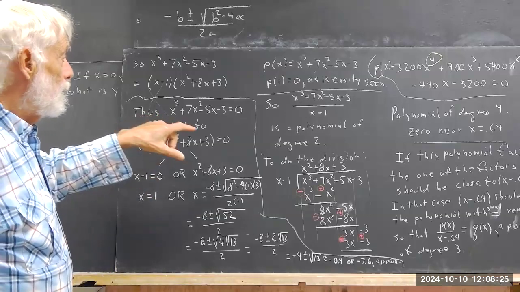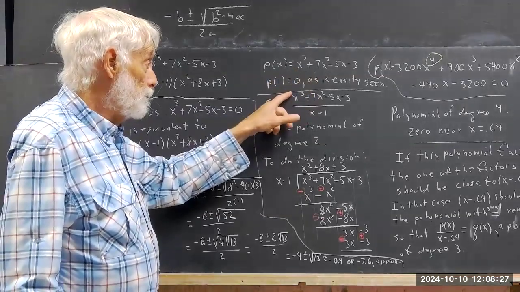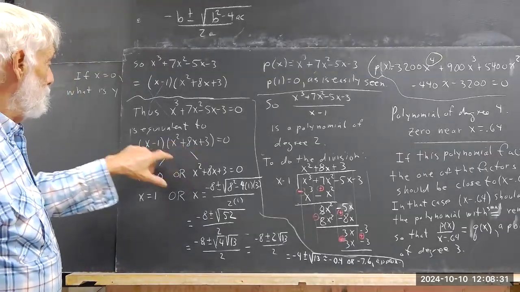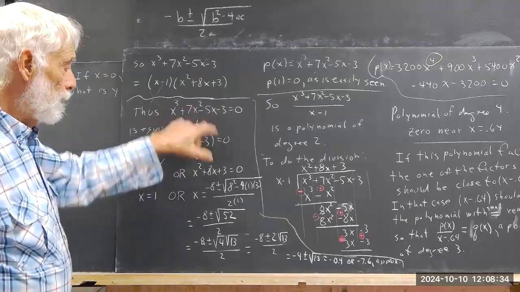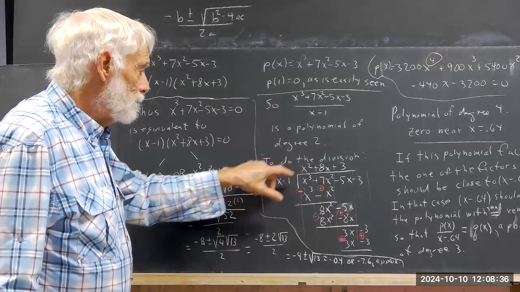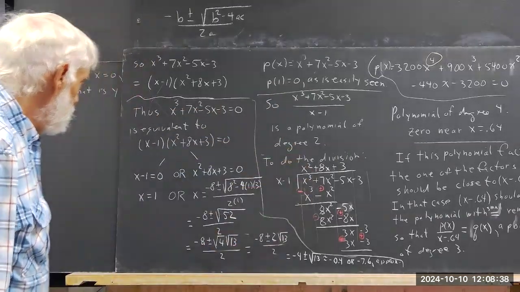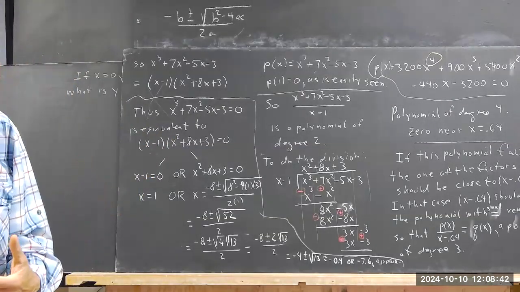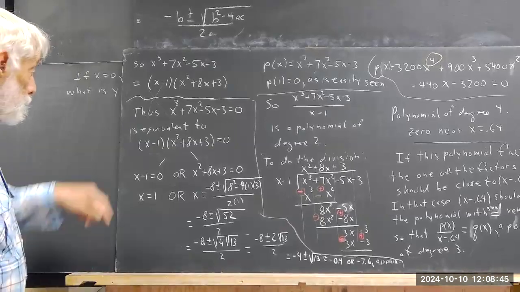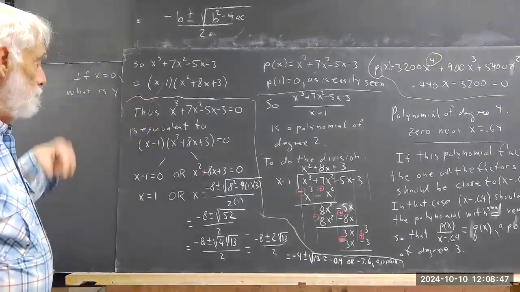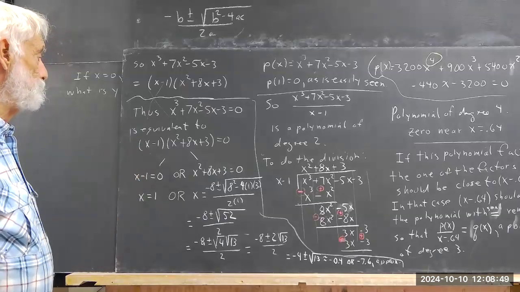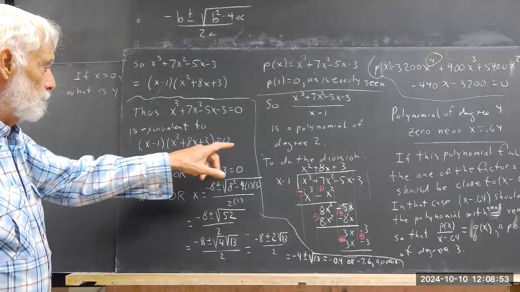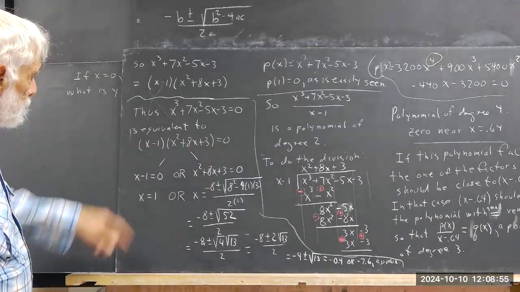So if we want to find out when this polynomial is 0, we can write it like this, because when you divide, this times this has to equal this. This splits into two equations. We have x minus 1 times x squared plus 8x plus 3 equals 0.